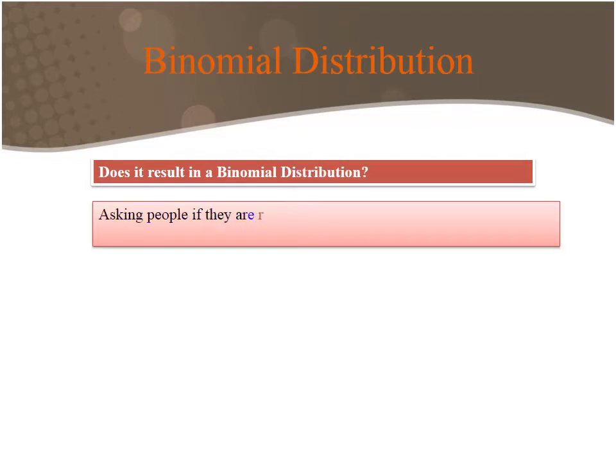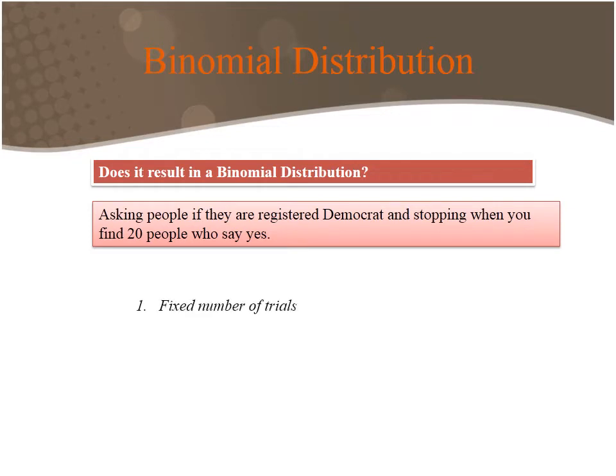One more situation. What if we asked people if they are registered Democrat and stopped when we found 20 people who say yes? So we're going to poll people on the street and ask them if they're registered Democrat, and then we'll stop only when we've found 20 people who say yes. So ask yourselves, was there a fixed number of trials in this situation? Since we don't know how many people we'd have to ask before we found 20, there is not a fixed number of trials here.